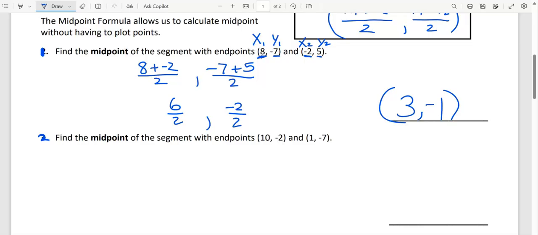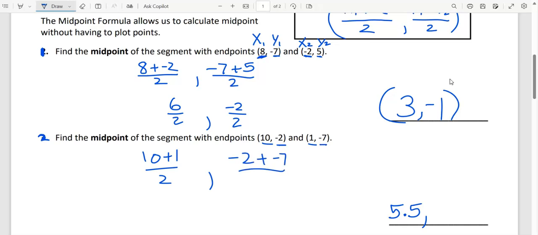That's a minute. All right, so did you take your x values, 10 and 1, add them up, and divide by 2. If you type this into Desmos or do it by hand, 11 over 2 is 5.5. Add up your y values, -2 plus -7, divided by 2. You should get -9 divided by 2, which is -4.5. You want it to be decimals when you're talking about coordinate points, okay?